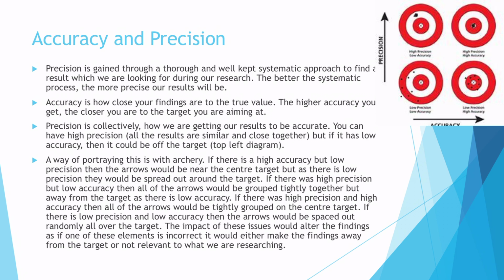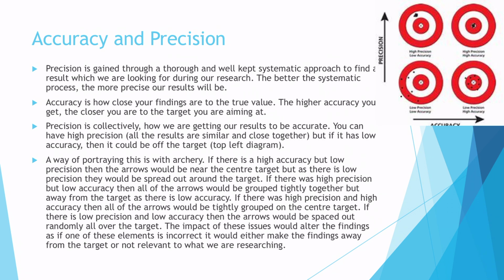Accuracy and precision are major parts of keeping your research on target and making sure that the research is getting the answers that you need to get and as close to the target and the final value as possible. Precision is gained through a thorough and well-kept systematic approach to find a result which we are looking for during our research. The better the systematic process, the more precise our results will be. Accuracy is how close your findings are to the true value. The higher accuracy you get, the closer you are to the target you are aiming at.